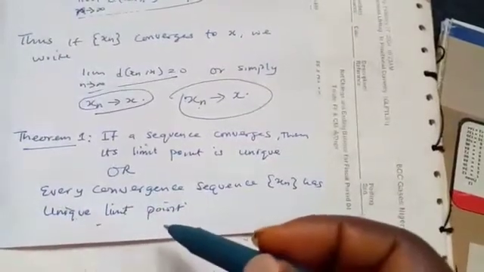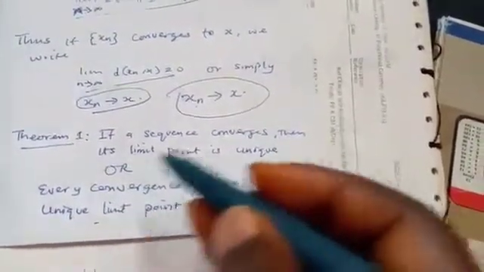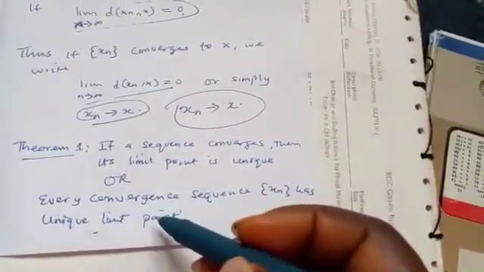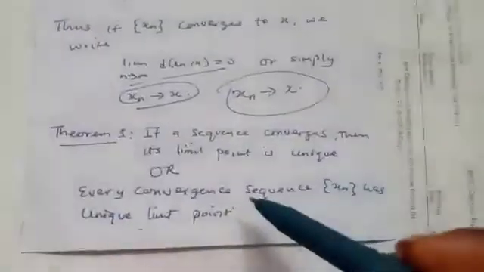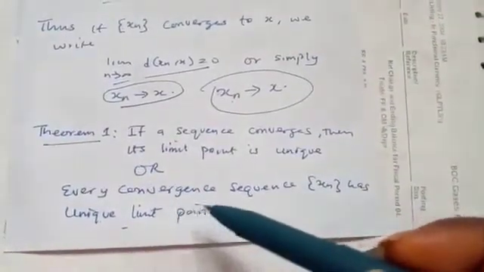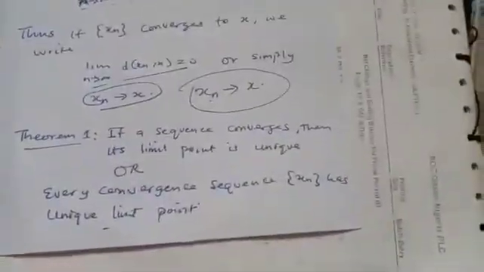That is, no matter where the sequence converges, it will always be the same point. It can't converge to another point. So what this theorem is saying is that a sequence will converge to one and only one point. So let's prove this, the proof of it.